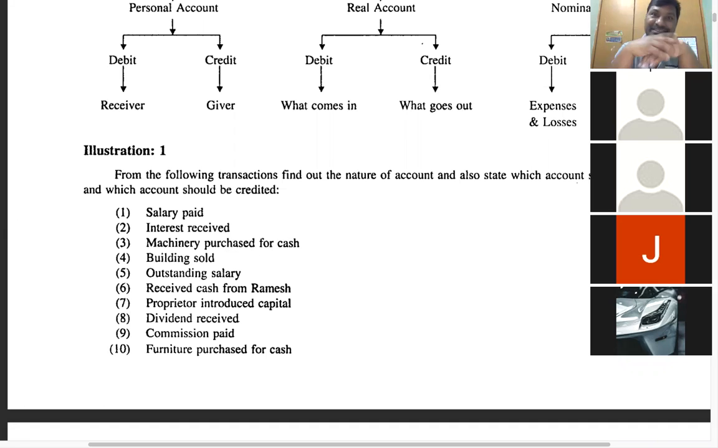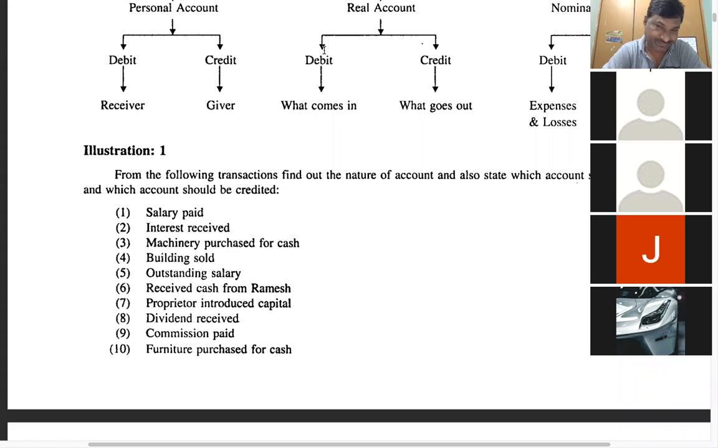Both of them are assets. The assets related accounts are real accounts. And the rule for real account: debit what comes in, credit what goes out. Machinery is purchased, it is coming in, debited. Machinery account is debited. What is going out? When you buy the machinery, you will pay cash. When you pay, you have to credit. Cash goes out, you have to credit it. Right? Good.